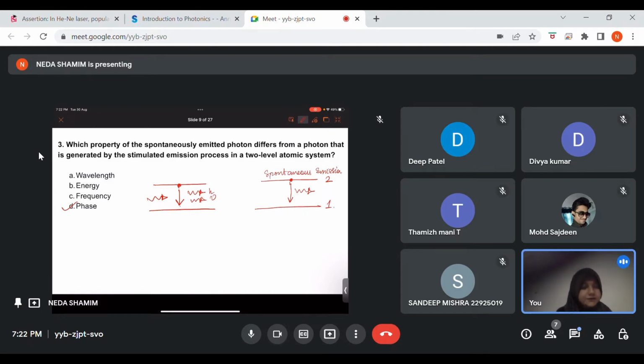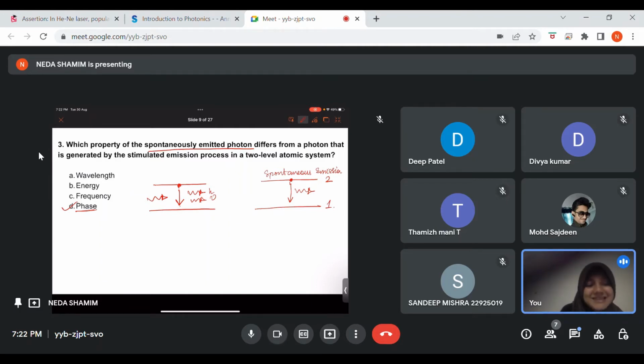So the presence of a photon of certain frequency, direction of propagation and polarization will stimulate an emission of a duplicate photon having the same characteristics as the original photon. The phase will not be the same for a spontaneously emitted photon. The phase of the spontaneously emitted photon is different from the phase of the stimulated emitted photon.